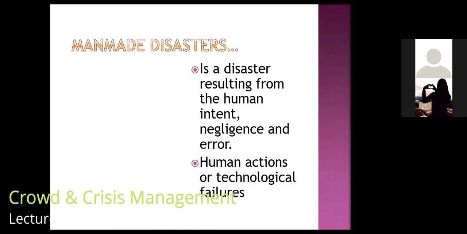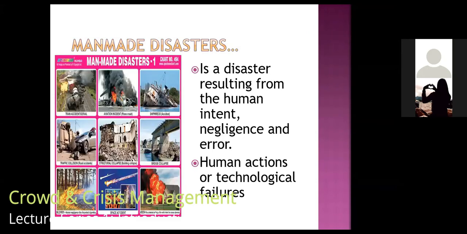So the next one is the man-made disaster. In this category, disasters result from human actions or technological failures. Human activity has increasingly affected an environment's natural ecology and contributed to the manifestation of disaster. In addition, most of the human activities directly responsible for creating disasters are related to technology or industry. Technological advances can result in creating both intentional and unintentional disasters. So again, a man-made disaster is a disaster resulting from human intent, negligence, and error. Another definition is human actions or technological failure.